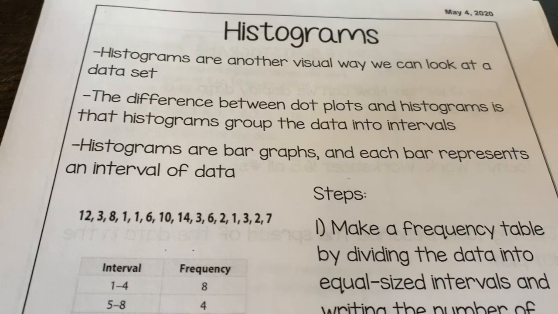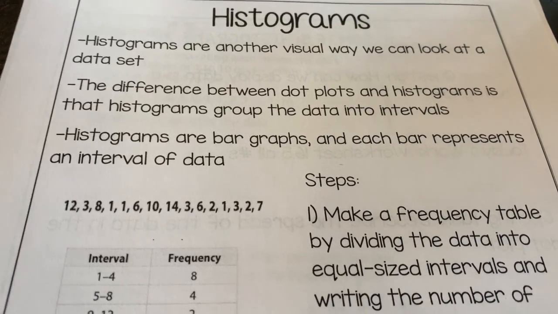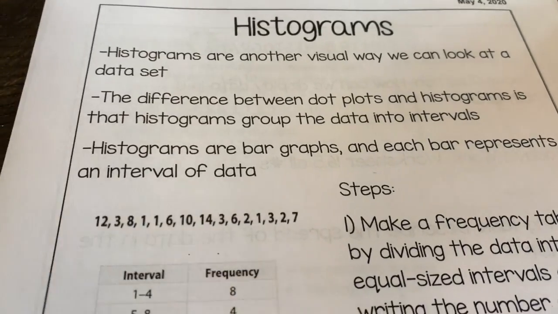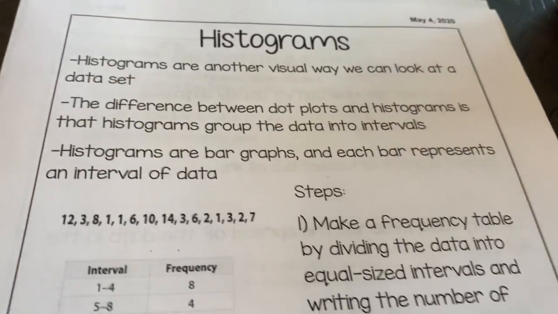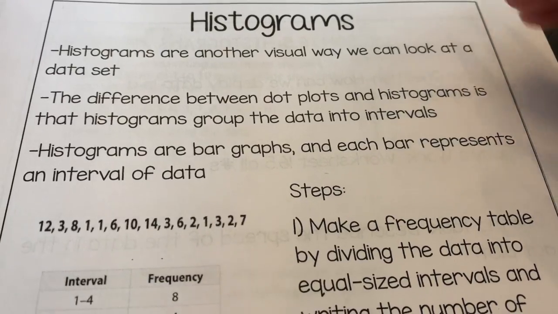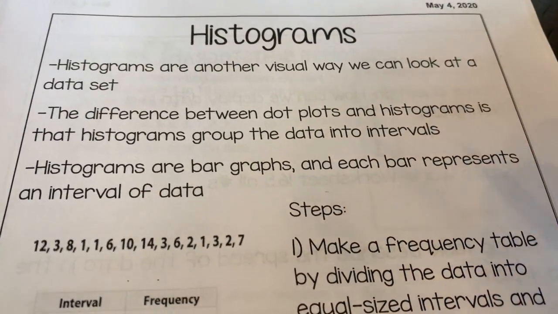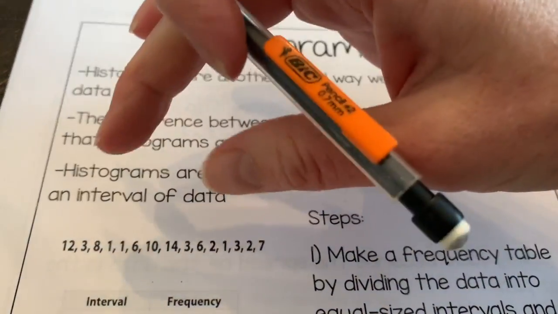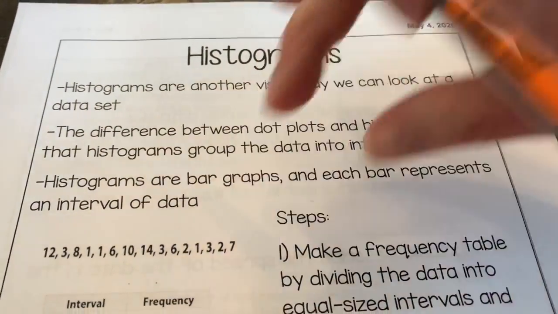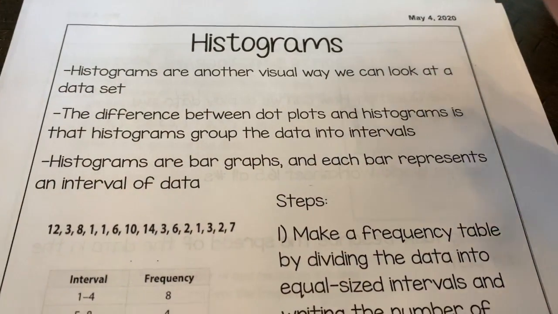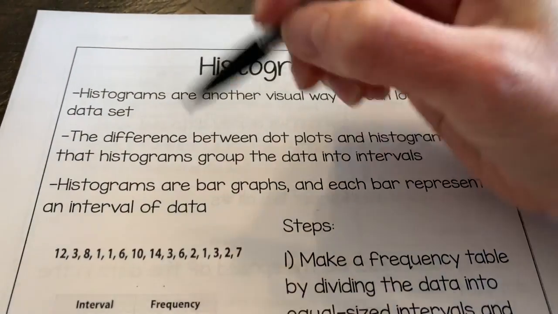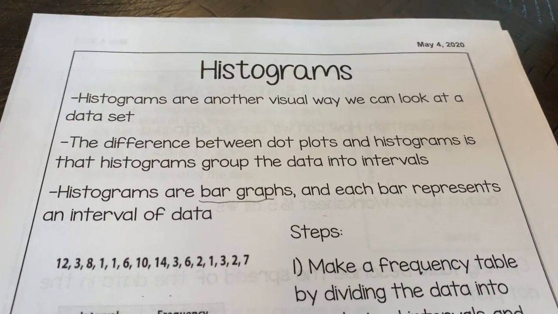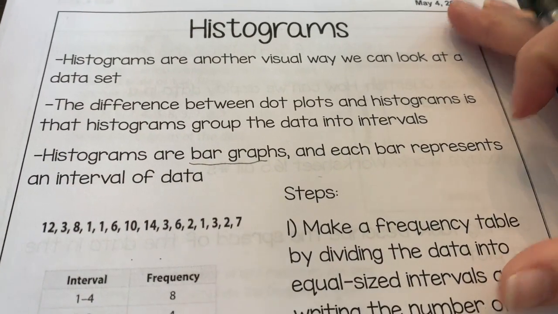Histograms are another visual way that we can look at a data set. The difference between dot plots and histograms is that histograms group the data into intervals. So instead of putting a dot for every single data point, this time we're going to take our data and look at it in groups, like 1 to 5, 6 to 10, 10 to 15, etc. So histograms are actually bar graphs, which you learned how to do a long time ago, and each bar represents one of the intervals of the data.